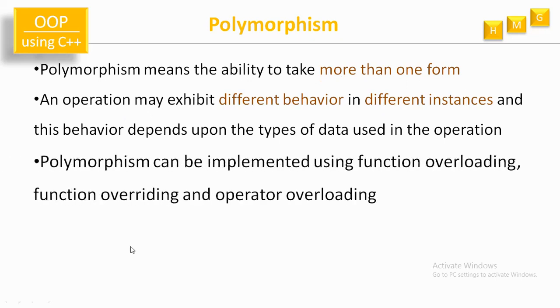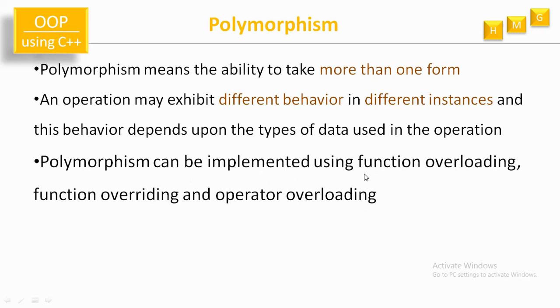The polymorphism can be implemented using function overloading, function overriding, and operator overloading. So these are the three concepts or operations that we will study in detail afterwards in further units: function overloading, function overriding, and operator overloading. So using this, polymorphism can be implemented.